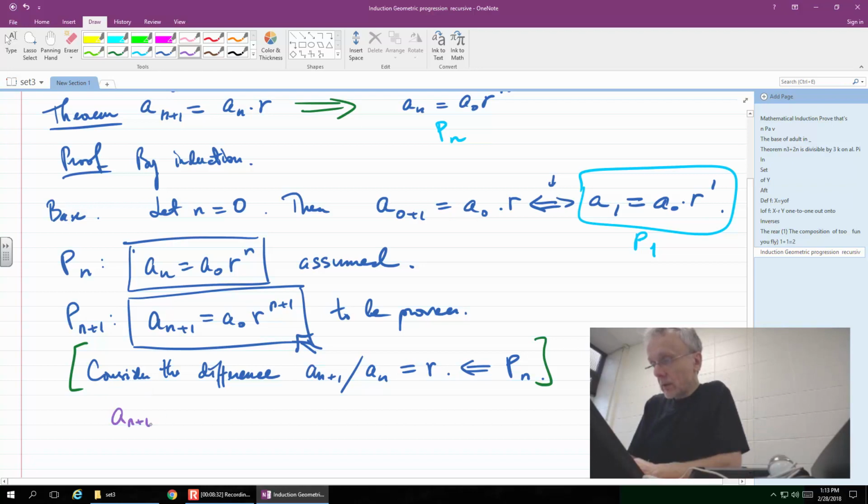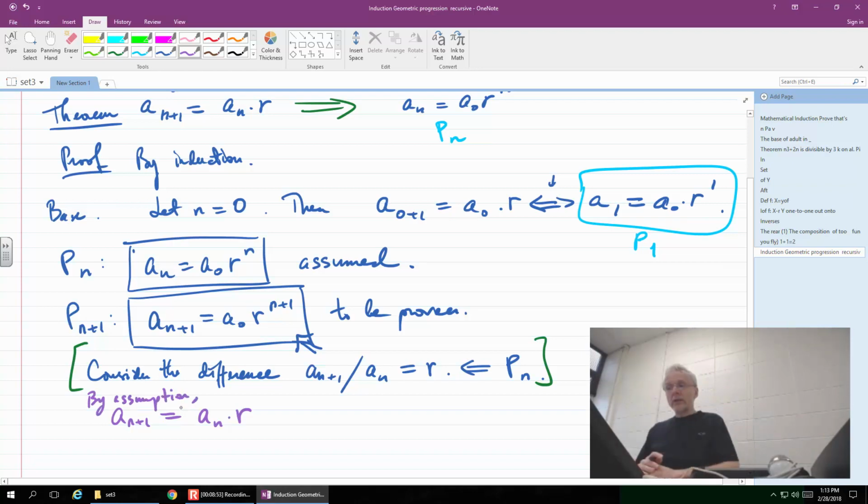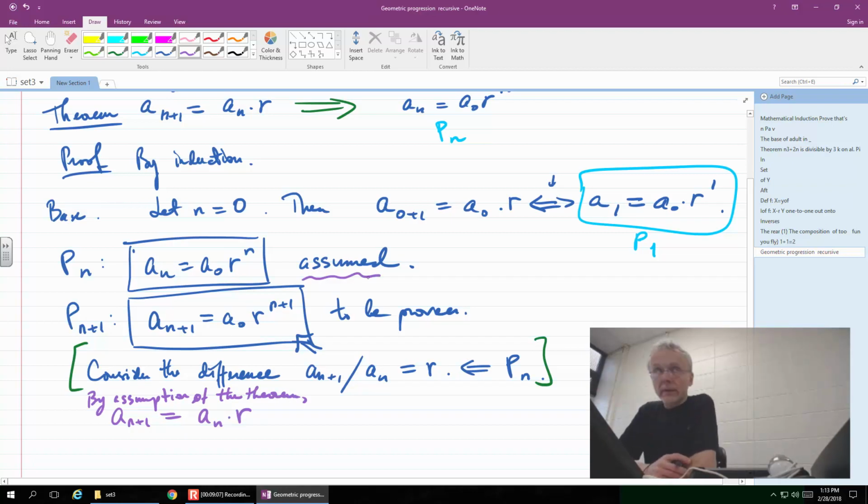An plus 1. So I'm looking at Pn plus 1, trying to get from left to right. An plus 1, and now I'm using the recursive formula, which is at the very top. It is An times R, right? So by assumption, An plus 1 is equal to An times R. That's the definition of the geometric progression. And then by the inductive assumption. So the first step I make is by assumption of the theorem, which is this.